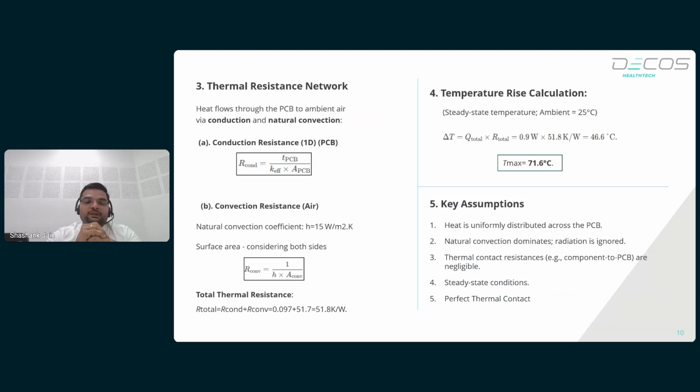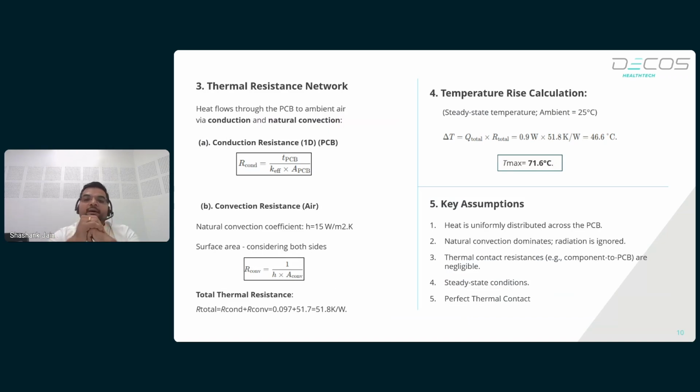The first mode I mentioned is conduction. In case of conduction, for a thin wall without any internal heat generation, the resistance is given by the thickness of the PCB divided by the product of effective thermal conductivity and area of the PCB. The second one is the convection resistance.